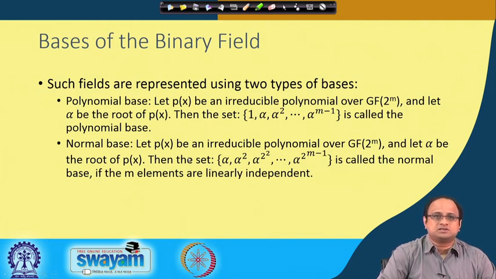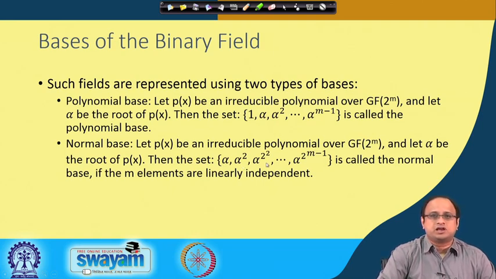Likewise, there is also a normal basis, which again starts from P(x), an irreducible polynomial over GF(2^m), and let alpha again be the root of P(x). Then the set alpha, alpha squared, alpha to the power of 2 squared, likewise up to alpha to the power of 2 to the power of m minus 1. Again, you will see that you have the same number of elements in the basis. This sequence is called a normal basis if these m elements are linearly independent. That is an important criterion. Again, you can express any element in the field by linear combinations of these basis elements.